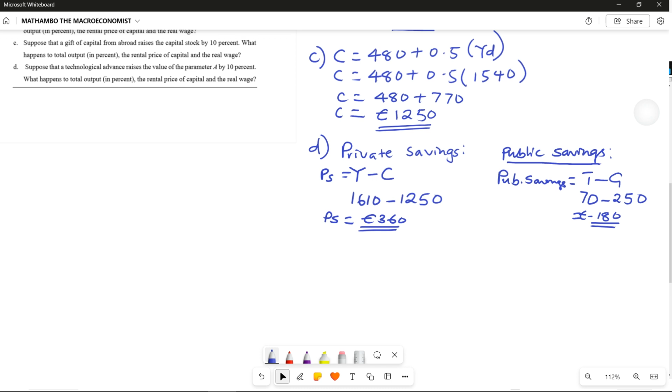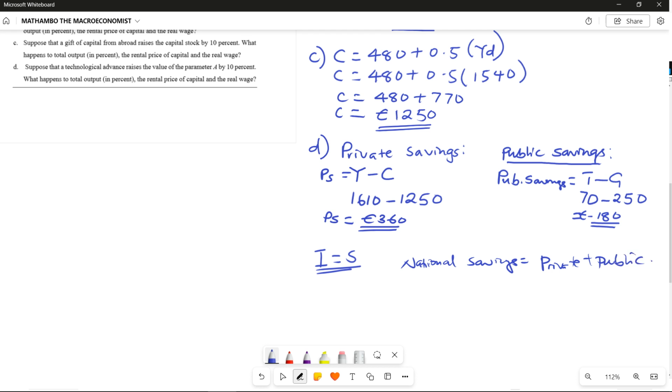And then to get investment, we know that when the economy is in equilibrium, investment should be equal to total national savings. Why? Because it is after people have saved that investors will follow those banks and get that money and use it for investment. So investment should be equal to national savings, and national savings is equal to private plus public.